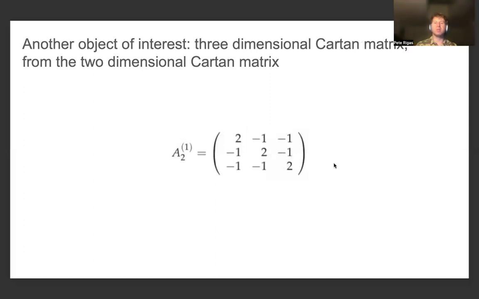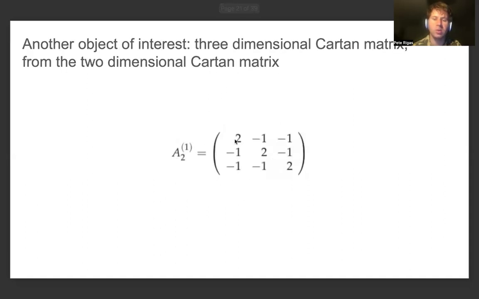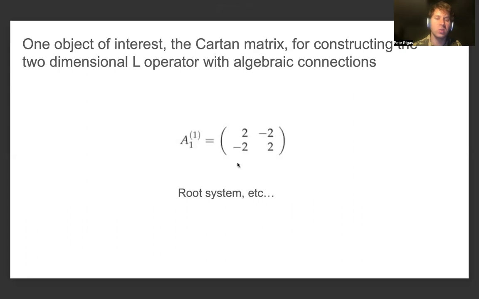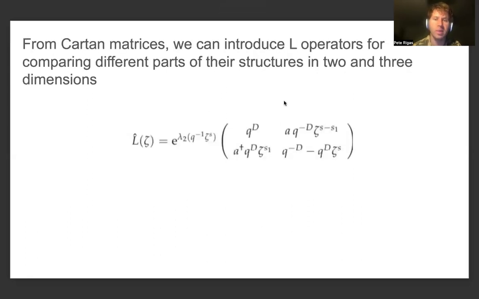But we can also look at the three-dimensional Cartan matrix from the two-dimensional Cartan matrix, which is another object of interest. And this is given by the fact that we can define another matrix, but in comparison to the two-dimensional Cartan matrix, the three-dimensional Cartan matrix just has a little bit different entries, and it doesn't have as many twos or minus twos in its entries. And so from the Cartan matrices, we can introduce L operators like we have been saying, for comparing different parts of the structure in 2 and 3 dimensions.